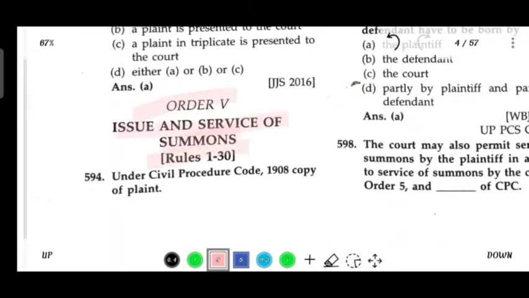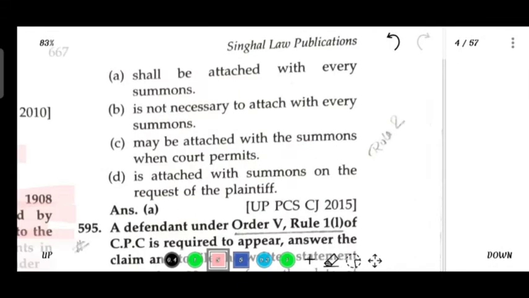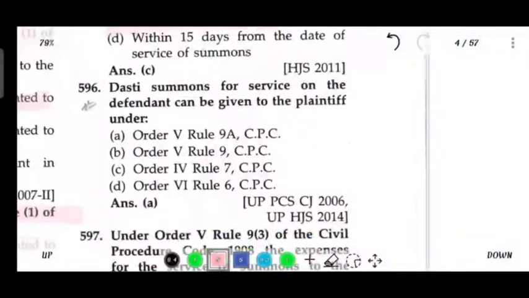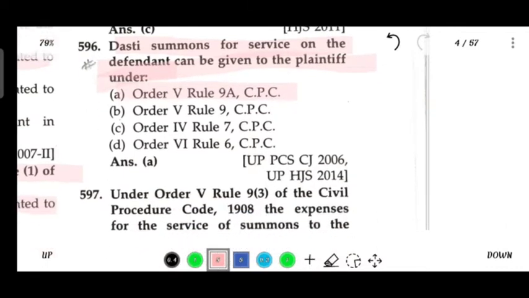Rule 1 to 30. Under the CPC, a copy of the plaint shall be attached with every summons. A defendant under Order 5, Rule 1 of the CPC is required to appear and answer the claim and to file a written statement within 30 days from the date of service of summons. Thus, the summons for service on the defendant can be given to the plaintiff under Order 5, Rule 9A of the CPC.